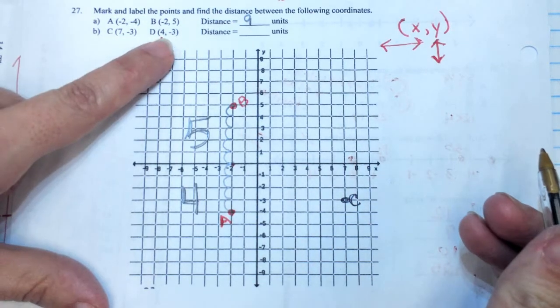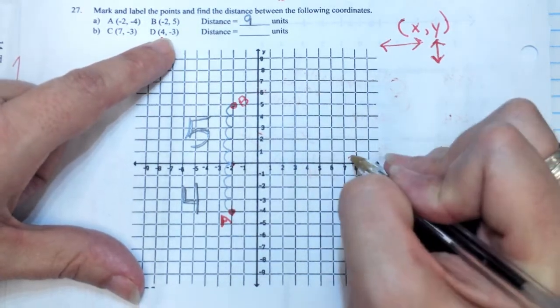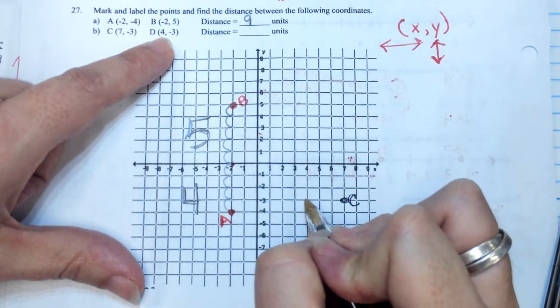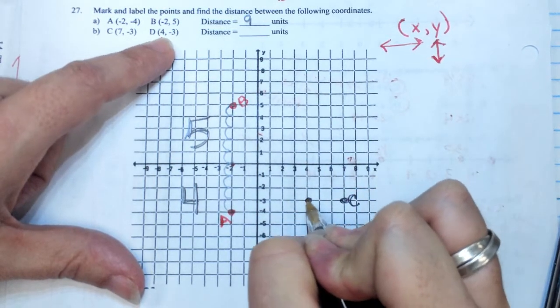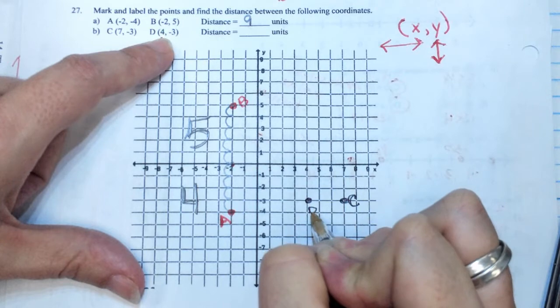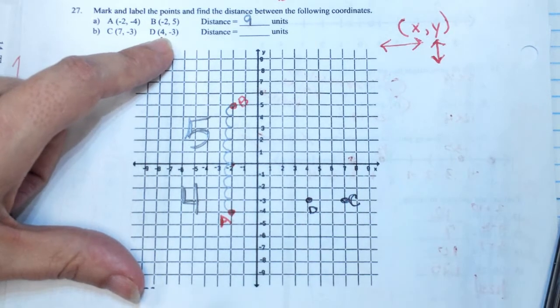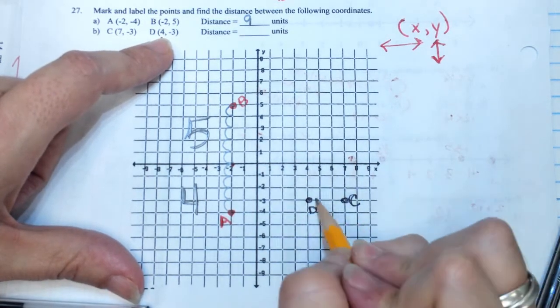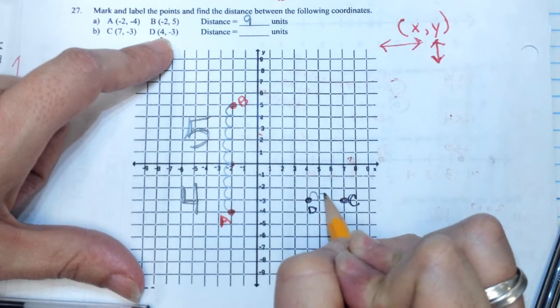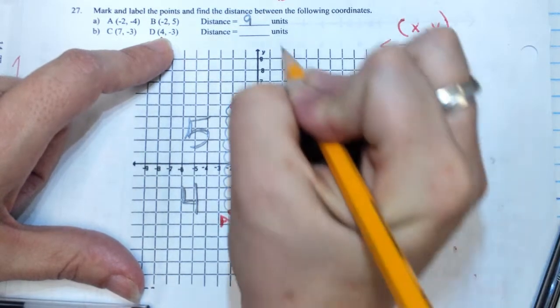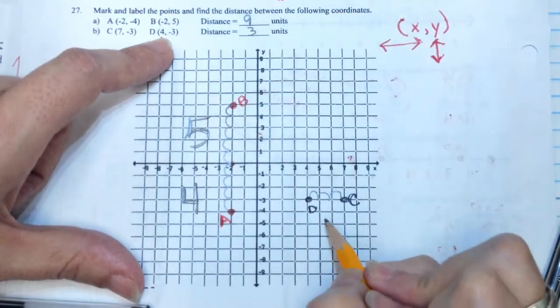Okay? The second one is 4 and negative 3. Over 4, down negative 3. That is letter D. So, I have 2 ways I can do this. I can either bounce, which is 1, 2, 3, or I can double check it.